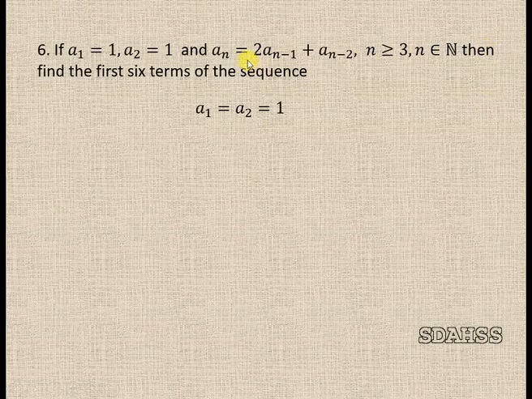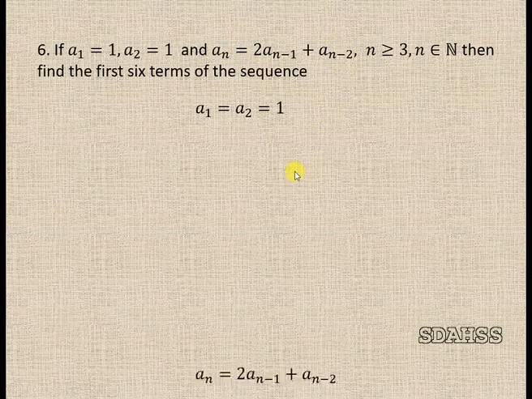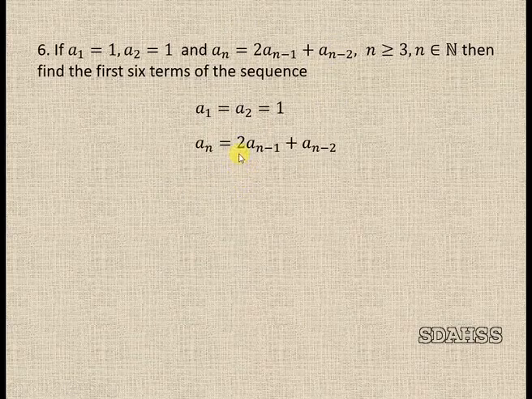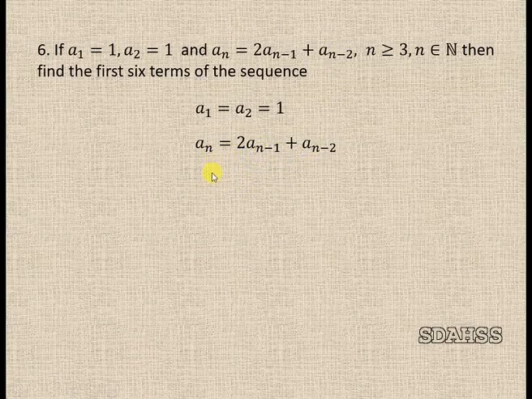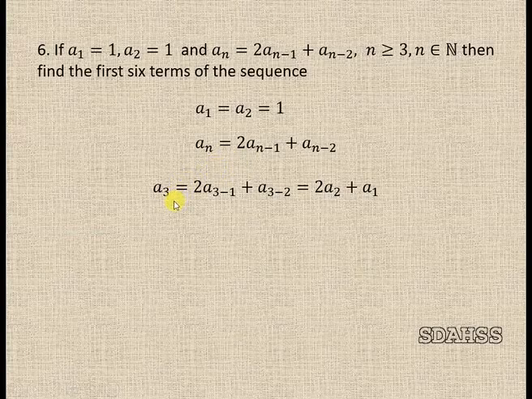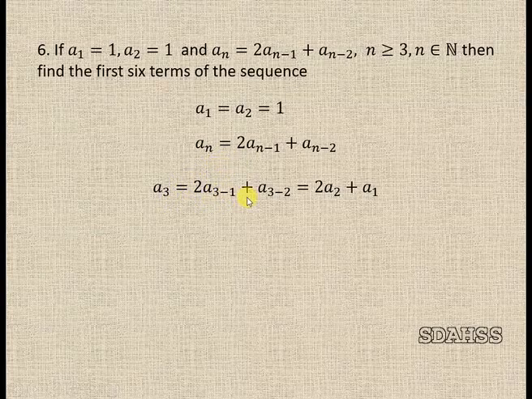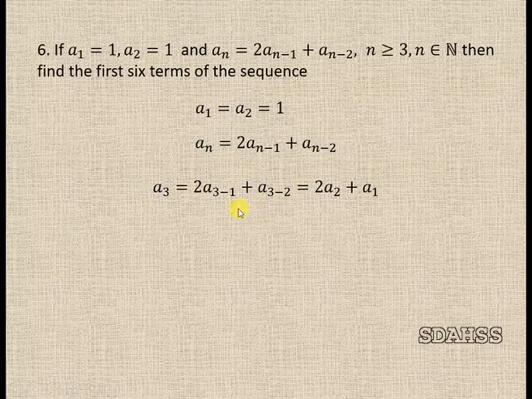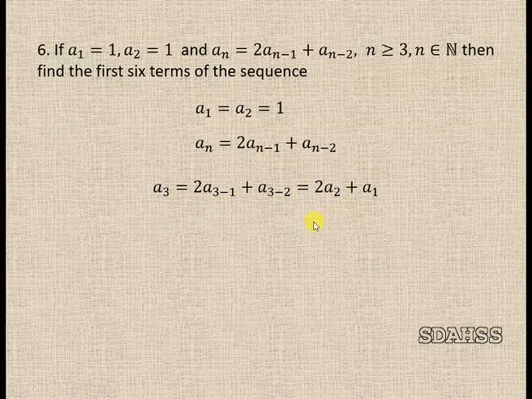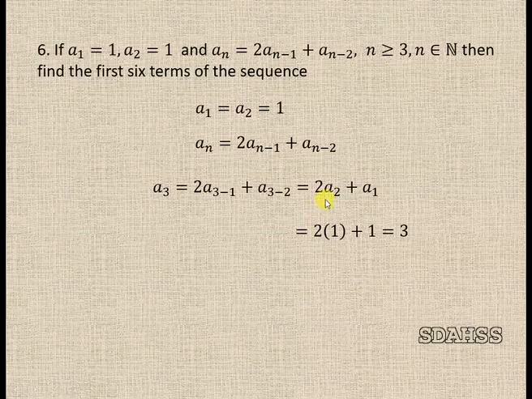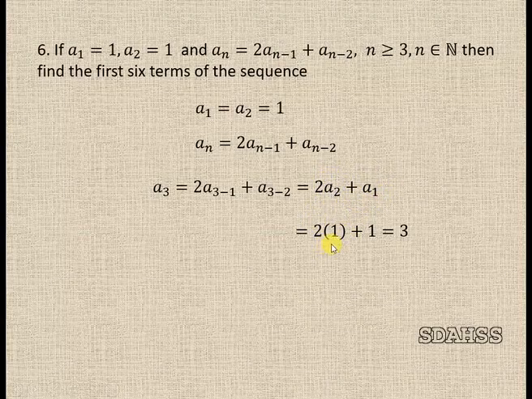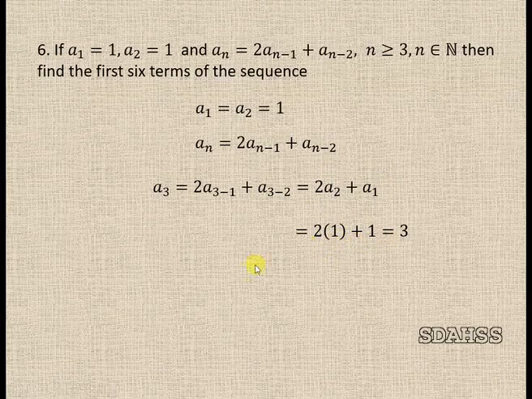The given nth term is a_n is equal to 2a_(n minus 1) plus a_(n minus 2). Here you have to substitute n is equal to 3. Then you have a_3 is equal to 2a_(3 minus 1) plus a_(3 minus 2), which is equal to 2a_2 plus a_1, which is equal to, substitute a_2 is equal to 1, a_1 is equal to 1. Then you have 2 into 1 plus 1, which is equal to 3.